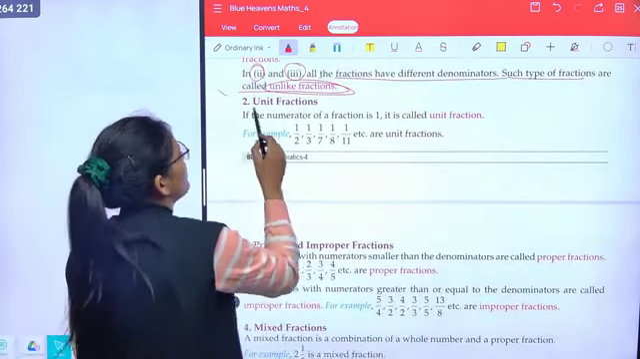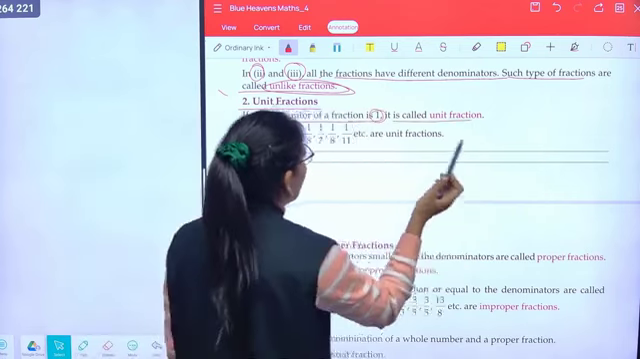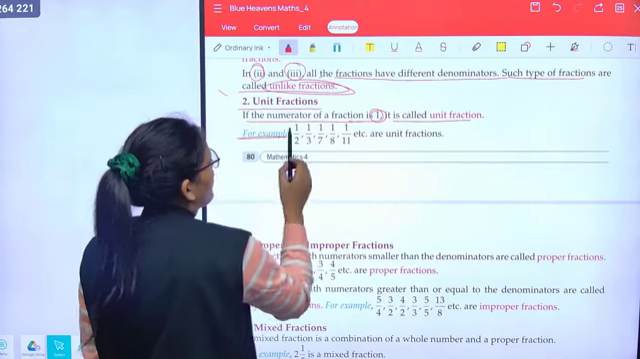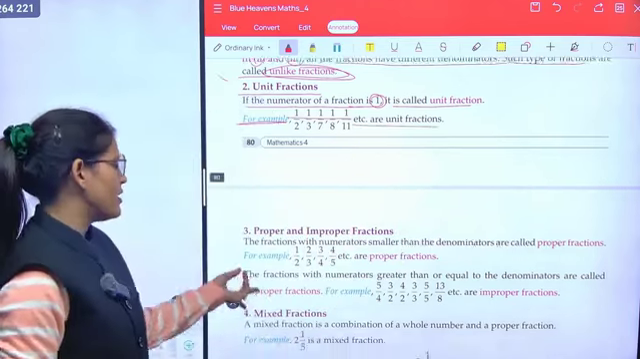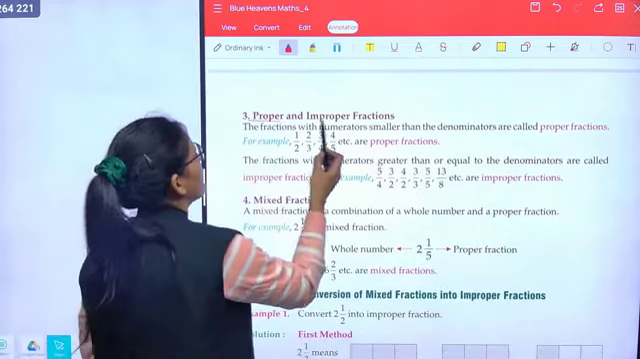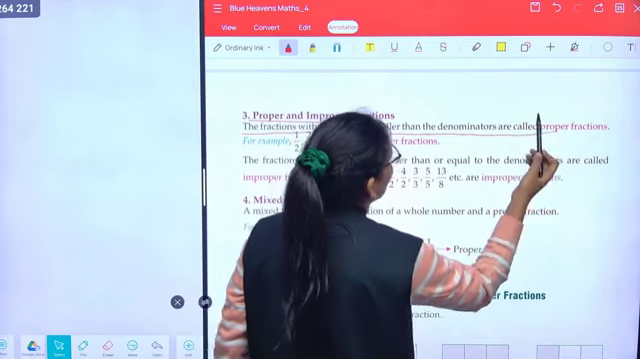Now students, unit fraction. If the numerator of a fraction is 1, it is called a unit fraction. The numerator will be 1, so these and so on are unit fractions. Now third, proper and improper fractions. A fraction with the numerator smaller than the denominator is called a proper fraction.